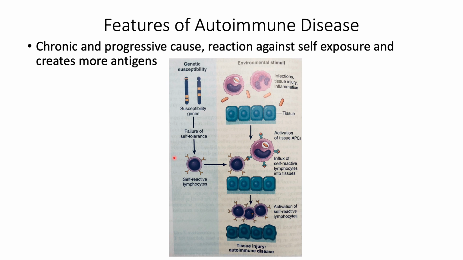Here's some features of autoimmune disease. There's genetic susceptibility genes, failure of self-tolerance, and self-reactive lymphocytes. There are also environmental stimuli, infections, tissue injury, inflammation, which act on tissue. There is activation of tissue APCs, an influx of self-reactive lymphocytes into tissue, and activation of self-reactive lymphocytes, and then finally tissue injury.